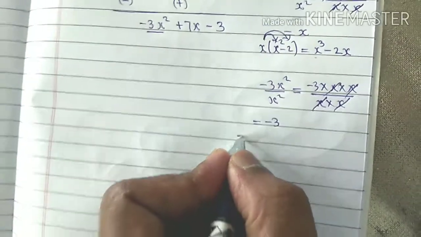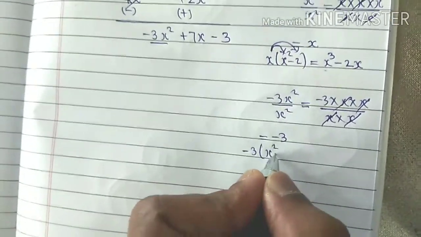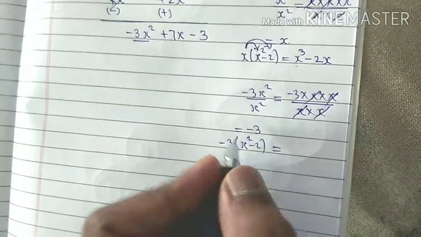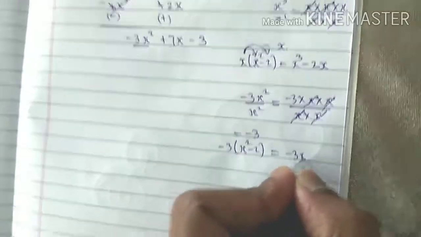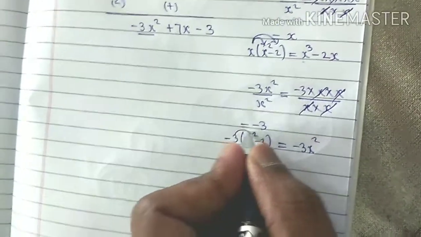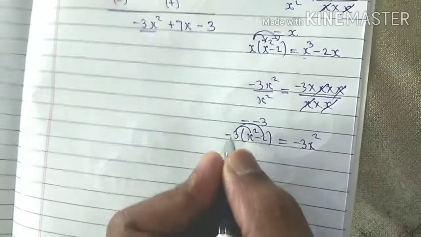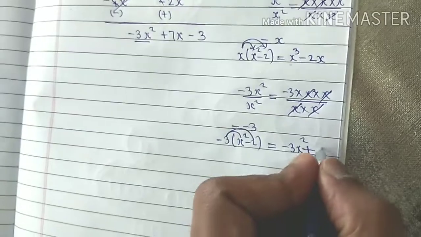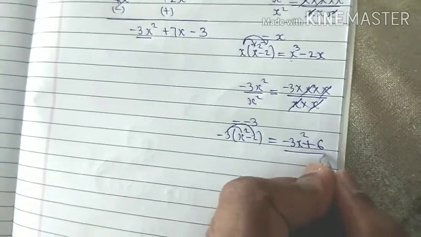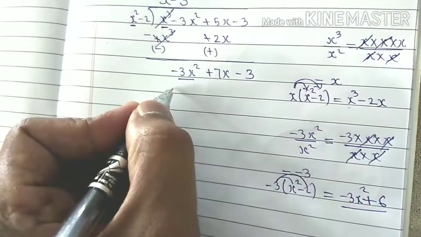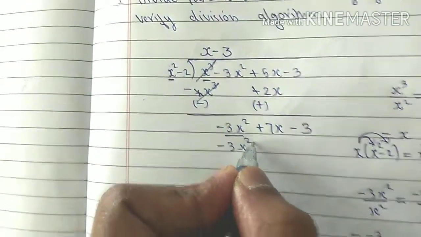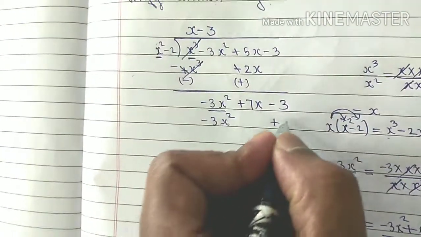Now multiply this minus 3 with your divisor in your rough column, that is x square minus 2. Minus 3 is multiplied with x square, so minus 3x square. Minus 3 is now multiplied with 2; minus into minus will give me plus, and 3 into 2 is 6. Now transfer this in such a way that x square will come under the x square and constant will come under the constant.